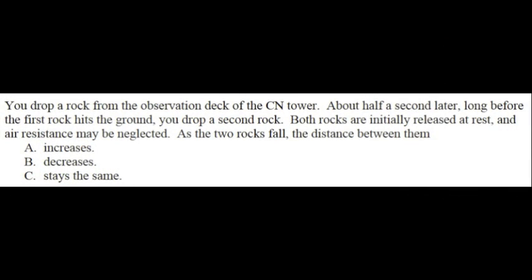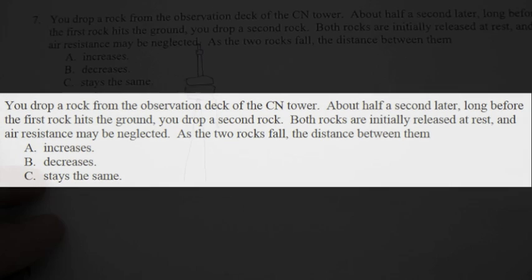You drop a rock from the observation deck of the CN Tower. About a half a second later, long before the first rock hits the ground, you drop a second rock. Both rocks are initially released at rest, and air resistance may be neglected. As the two rocks fall, the distance between them A increases, B decreases, or C stays the same.